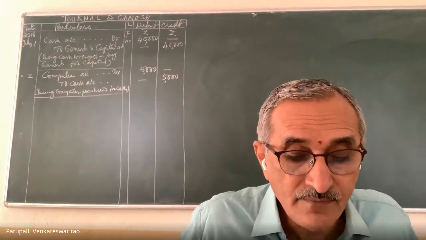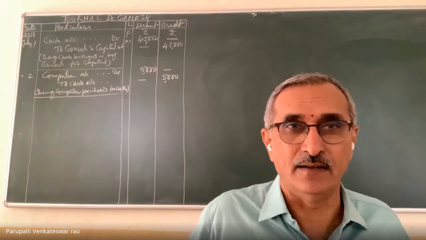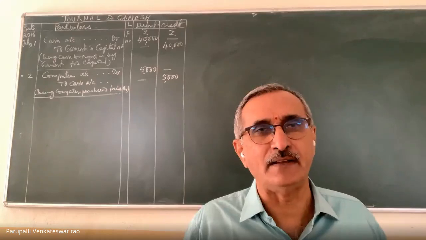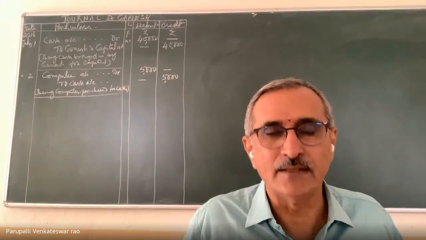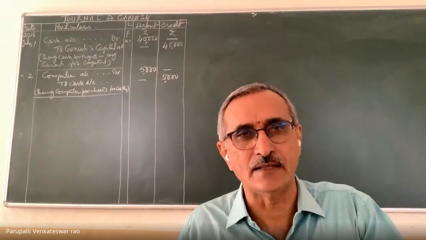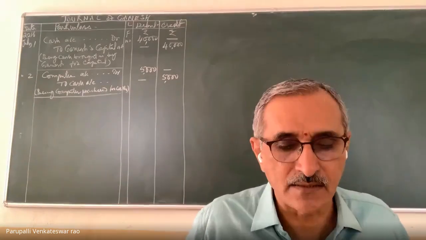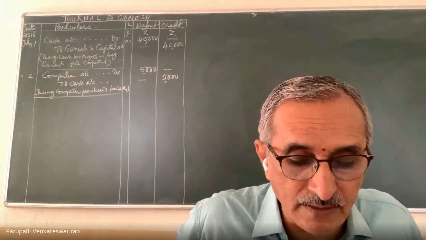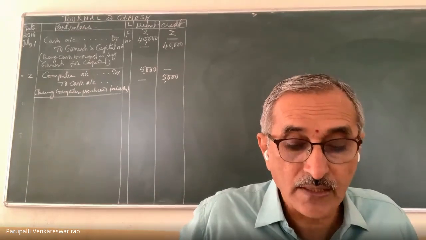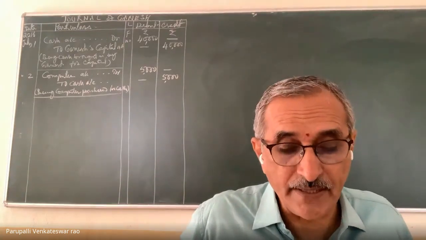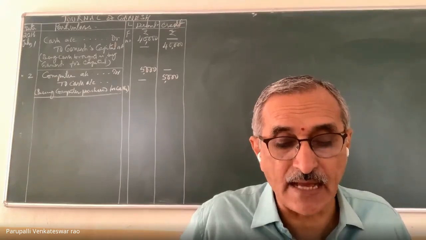Next one, paid salaries 3,500 is easy. No, wages paid we already wrote earlier. Now we have salaries paid. What is the entry? Salaries account debit to cash account. There we wrote wages to cash, here we have paid salaries. Salaries account debit 3,500 to cash account 3,500. Being salaries paid in cash.